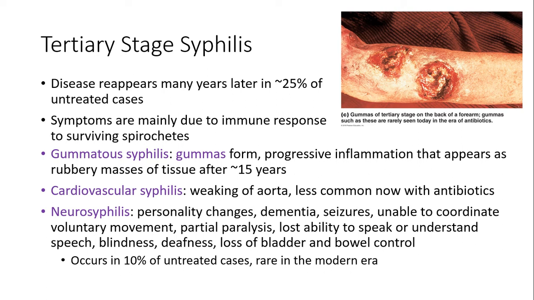The symptoms are going to be, again, mainly due to the immune response and to the surviving spirochetes that were able to sort of hide out. So we can have this in 3 forms. You can have gummatous syphilis, where these gummas form, these lesions, they're huge. And these are progressive inflammations that appear as rubbery masses of tissue. And this can appear after, like I said, 15 years or so, so a long time.